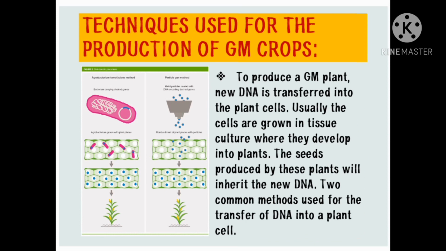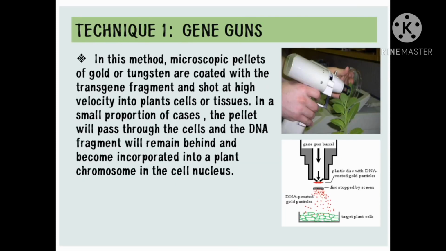Techniques used for the production of GM crops. To produce a GM plant, new DNA is transferred into the plant cells. Usually, there are two common methods used for the transfer of DNA into a plant cell. Technique 1, gene guns. In this method, microscopic pellets of gold or tungsten are coated with the transgene fragment and shot at high velocity into the plant cells or tissues.